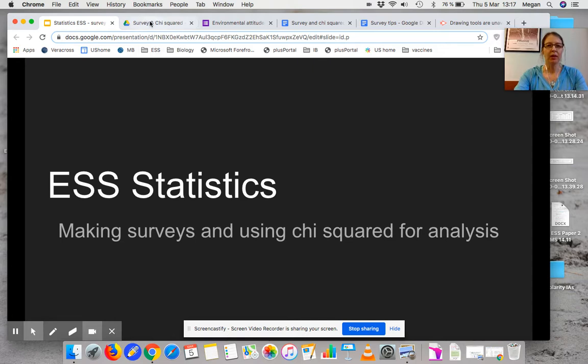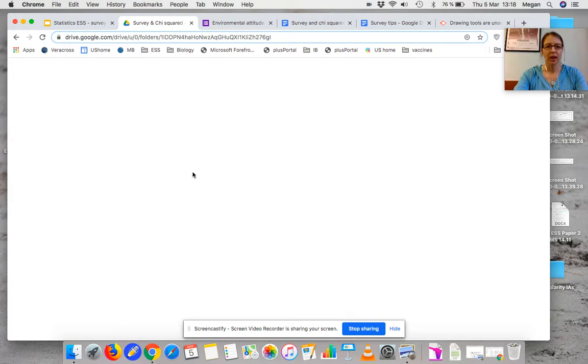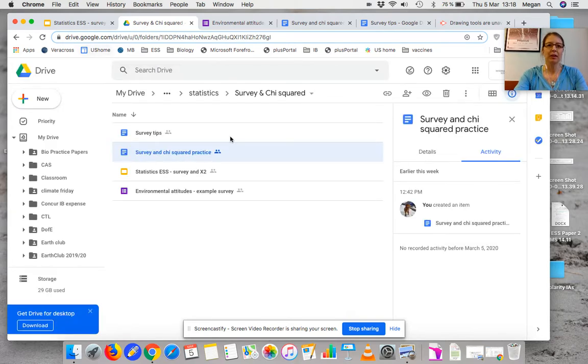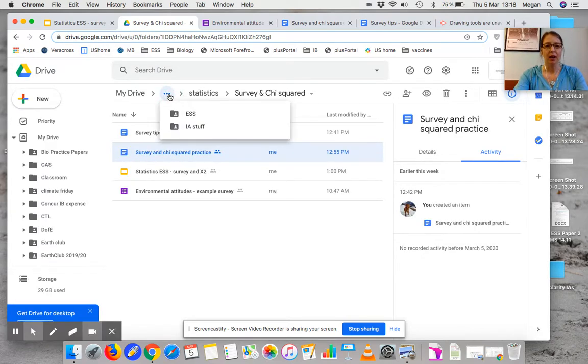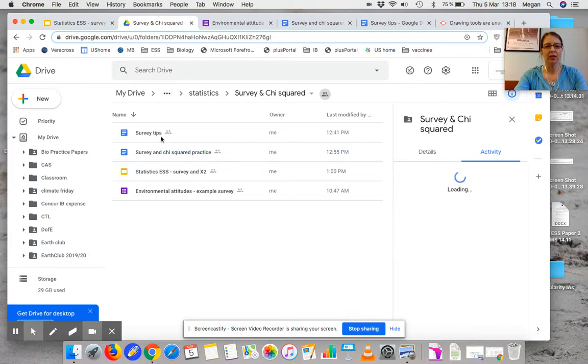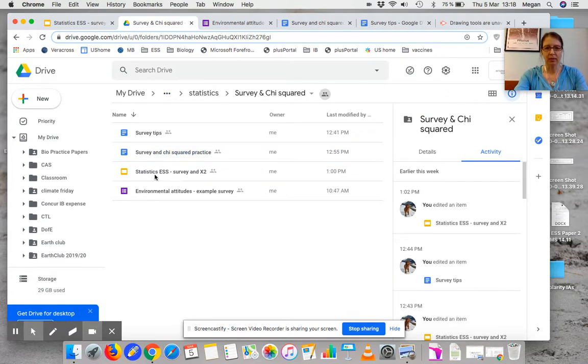The documents that you'll need for this, you can find in our Google Drive folder. It's taking a second to come up, but go to our ESS, go to IA stuff, statistics, and then there's a new folder called Survey and Chi-Squared. In there, you're going to find the slideshow I'm talking through, the survey that I'm actually using, and then there's some practice and some survey tips you'll see along the way. I'll show you where those are.